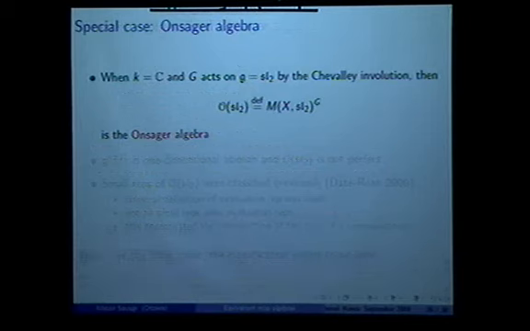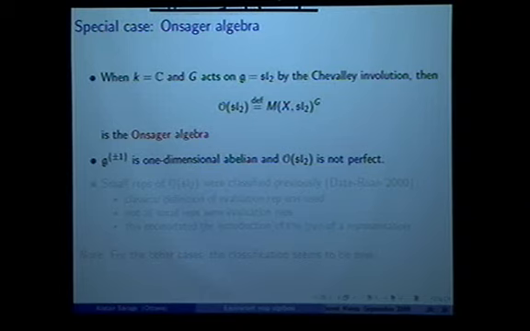Remember, this was the generalized Onsager algebra because a special case of it was the Onsager algebra. Right? When our field is C and our Lie algebra is SL2 and the action is the Chevalley involution, this was the Onsager algebra. And so this is one of these examples where this fixed point Lie algebra is one-dimensional, abelian, and so the Onsager algebra is not perfect.